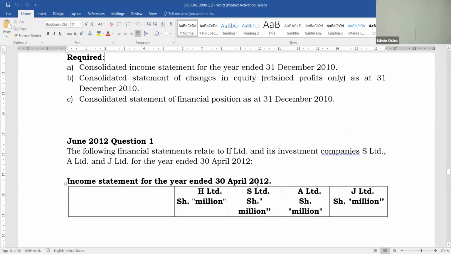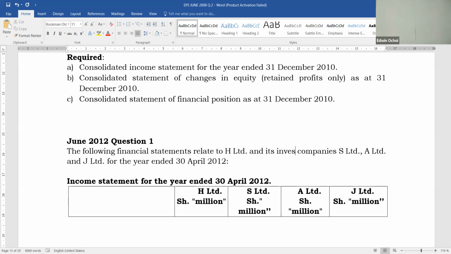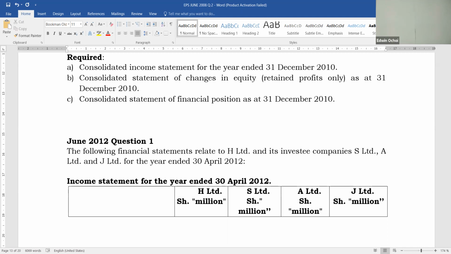So they said that the following financial statements relate to H Limited and its investee companies, S Limited, A Limited and J Limited, for the year ended 30th April 2012. That is what I mean: the statements you are given are for H and its investment companies. So we can call them investee companies.